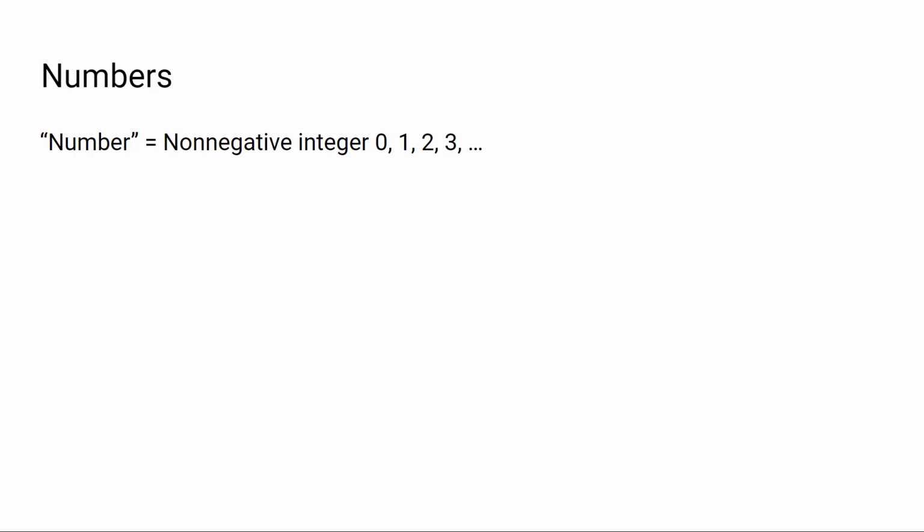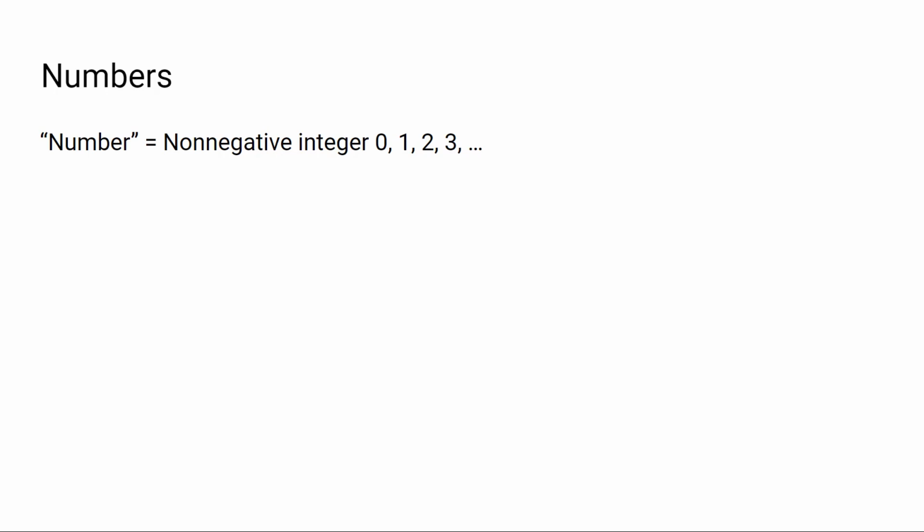An integer is simply a whole number, something that isn't a fraction or a decimal. So for the time being, when we say number, we mean 0, 1, 2, 3, and so on, and we will leave negative numbers and fractions or decimals out of the picture for now. Let's first think about how we as human beings think about numbers.